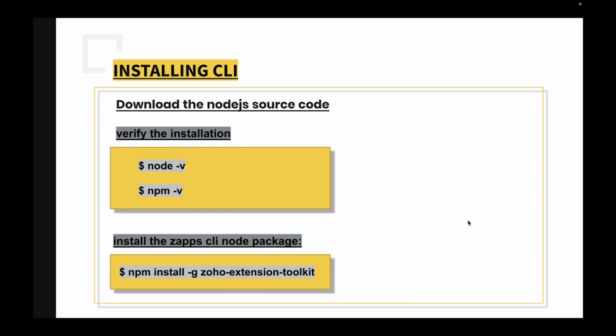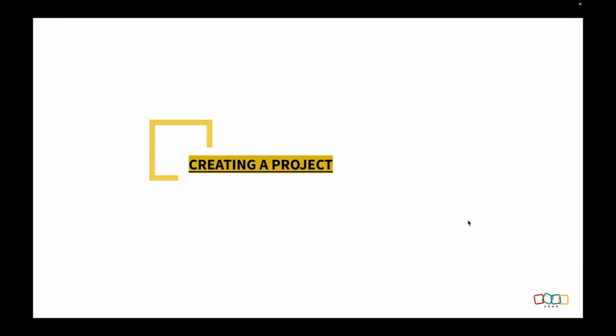After making sure of the installation, now the ZApp CLI node package can be installed. The command npm install -g zoho-extension-toolkit needs to be run for the installation. Now, after successful installation, you can start creating the project.